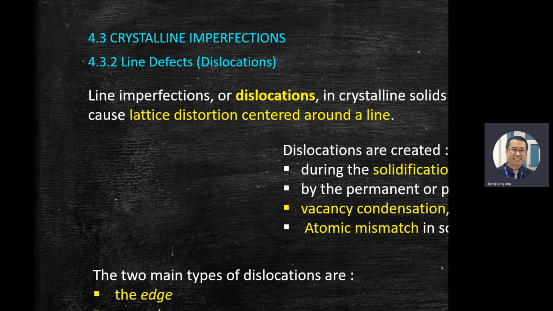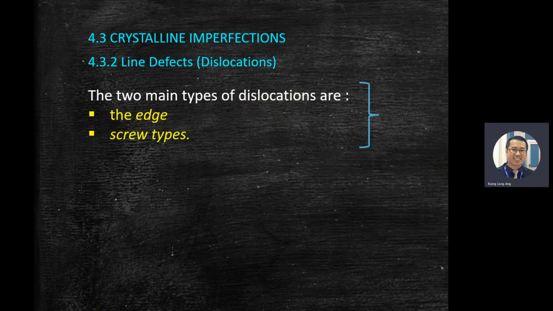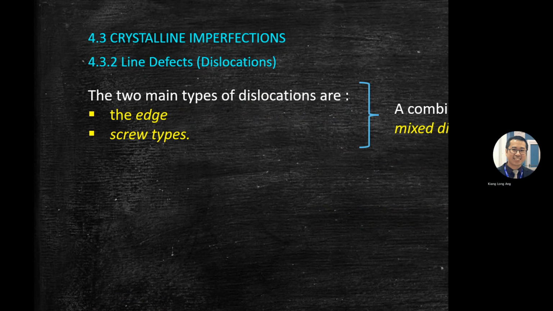There are two types of dislocation. We call them edge and screw type. I will show you the diagram. Point defect, you have two types. Line defect also you have two types. Point defect you have two types just now. Line defect you have two types called edge and screw. Then if you combine the two, it becomes mixed. If the object has both of these, then it becomes mixed dislocation.